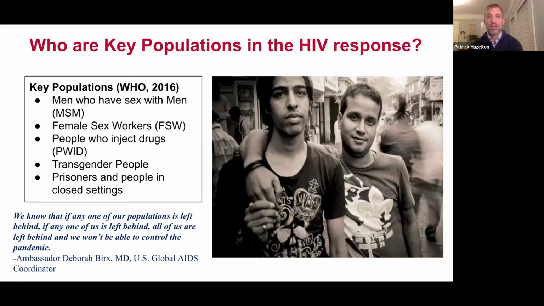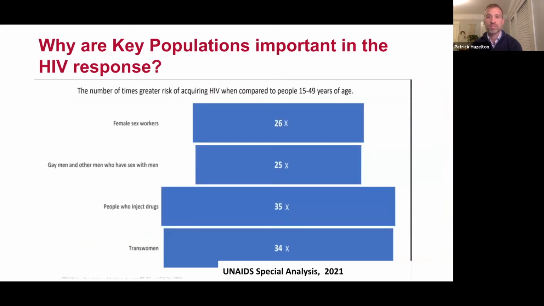On this slide, again, briefly defining KP. This is the 2016 WHO guidance. We can see men who have sex with men, female sex workers, people who inject drugs, transgender people, and prisoners and people in closed settings are all included in the definitions of key populations. Not included in these definitions, but of great importance, are also the sexual partners of KP, who together with KP make up a majority of global infections worldwide. Next slide, please.